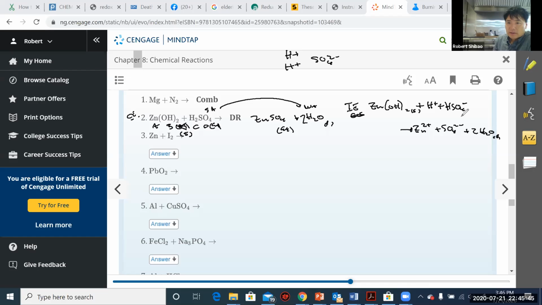Are there any spectators here? It turns out there are no spectators here, so the ionic equation and the net ionic equation are the same thing. Same thing, so let's go on.